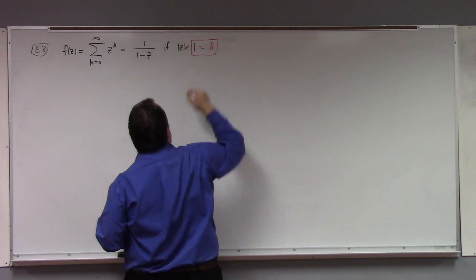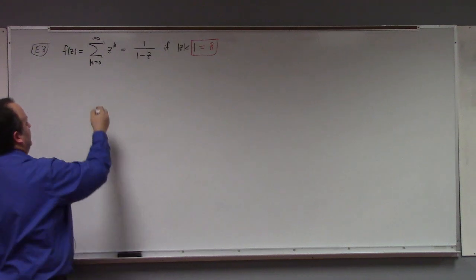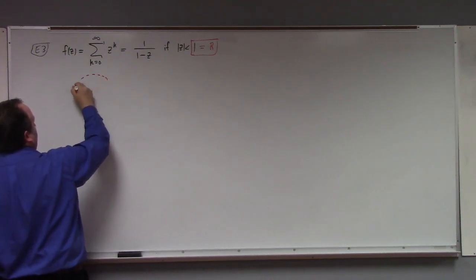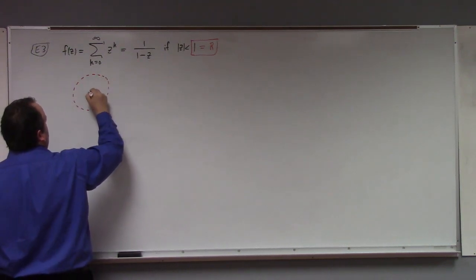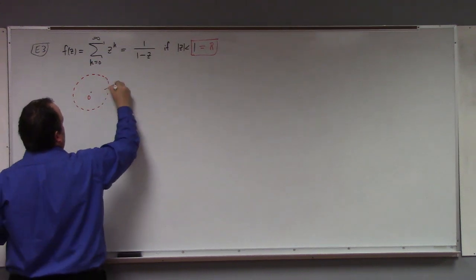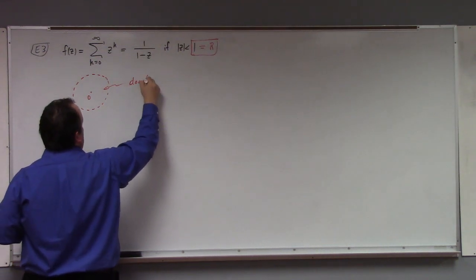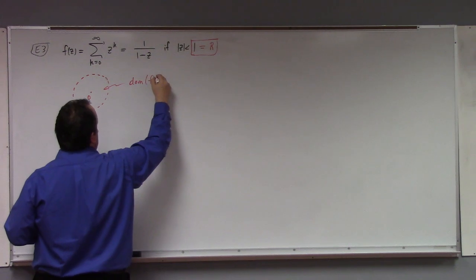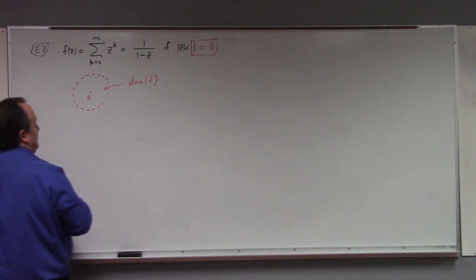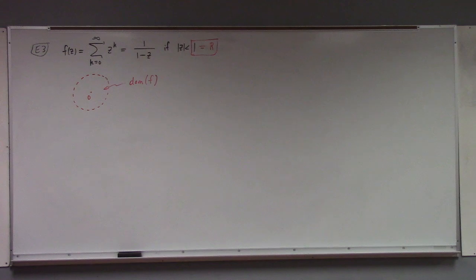And in this particular case, the open interval of convergence, right? It's centered at 0. That is the domain of f in this context, right? That's it. There are no points on the edge of convergence, because if you put in something with modulus 1, then the series diverges. All right.